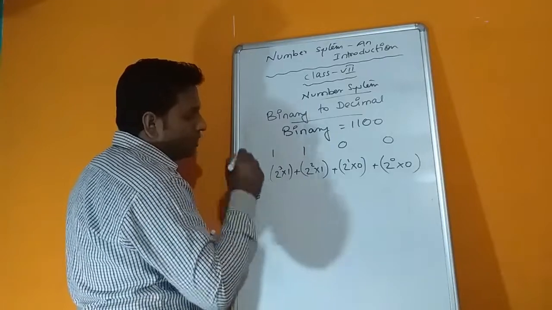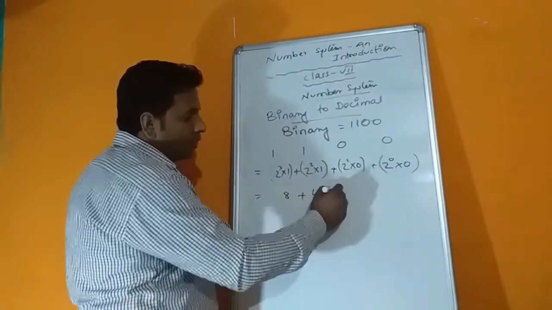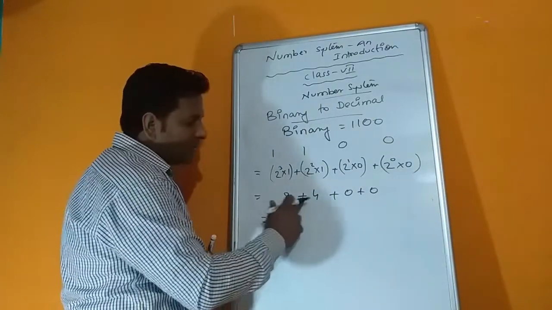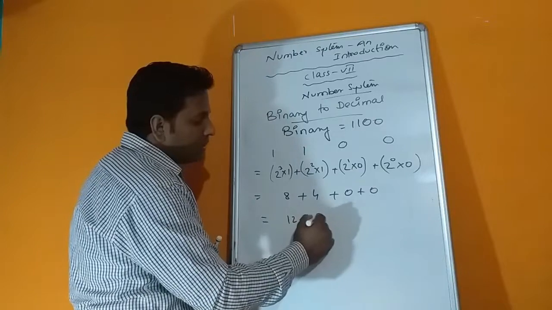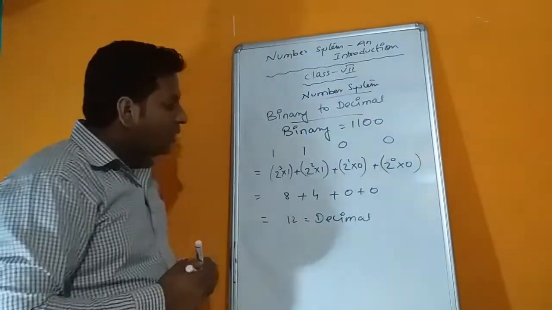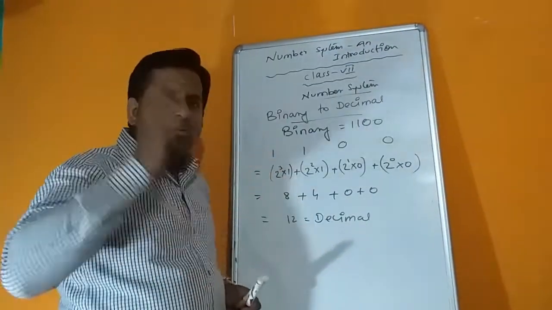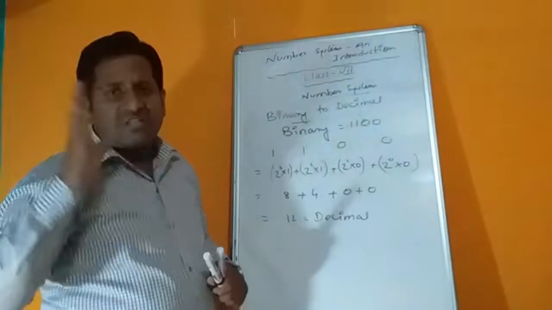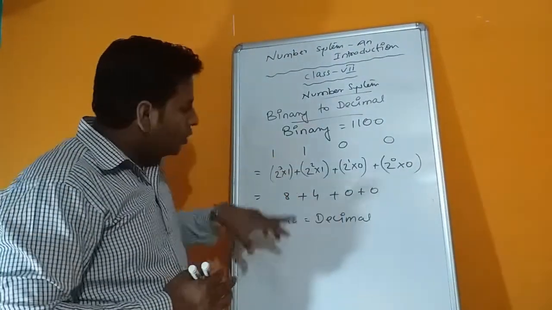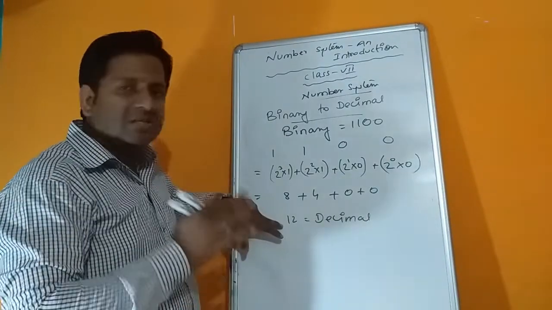Now do the calculation. 2 to the power 3 is 8, 2 to the 2 is 4, this is 0, this is 0. So finally how much do you get? 8 plus 4, that is 12. You can see this one is the decimal form. Just now I converted 12 to 1100, that was decimal to binary, with the LCM process. Now with the reverse process, I converted the binary back to decimal, and you can see the answer is correct.